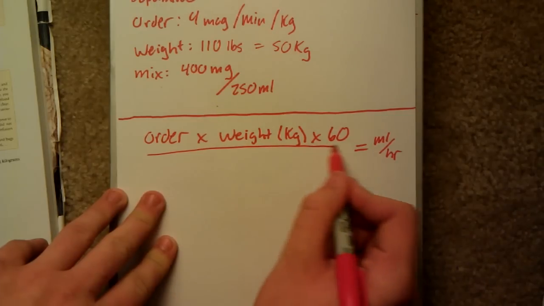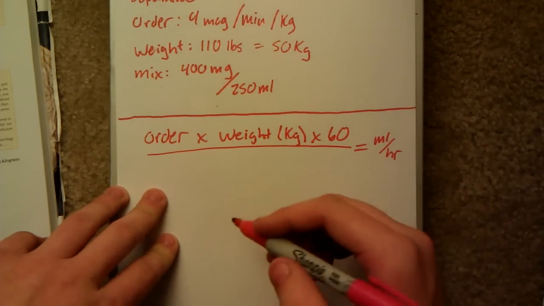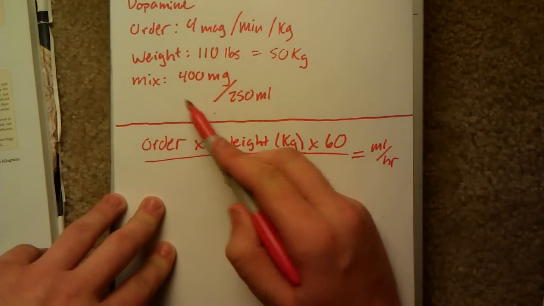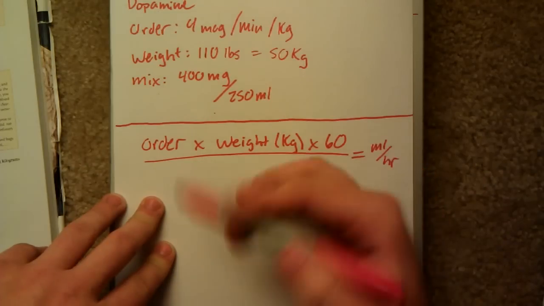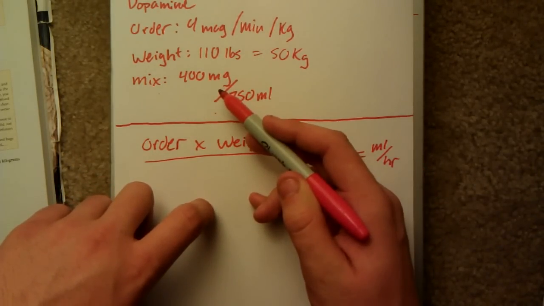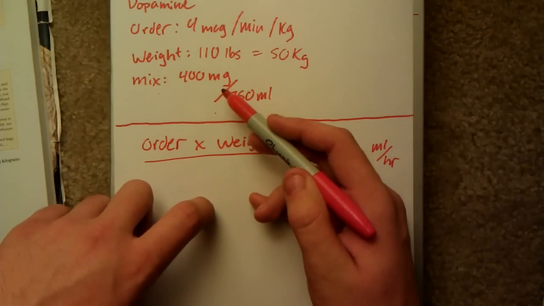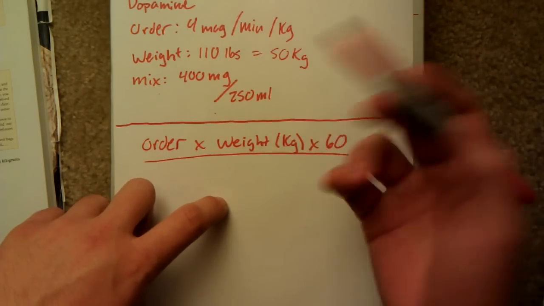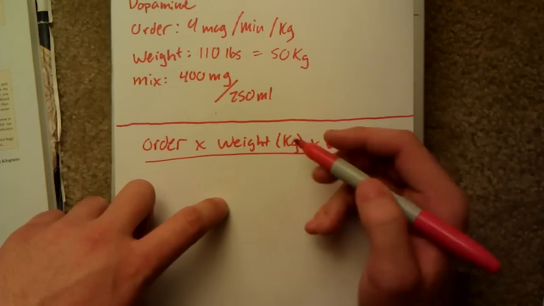All of this is going to be over the concentration. And so you may ask, what is the concentration? Well, the concentration is nothing more than a simplified mix. So when you're wanting to find the concentration, what you simply want to do is figure out how many milligrams of medication are in 1 milliliter of fluid. And so how are we going to do that? Well, we're just going to divide.